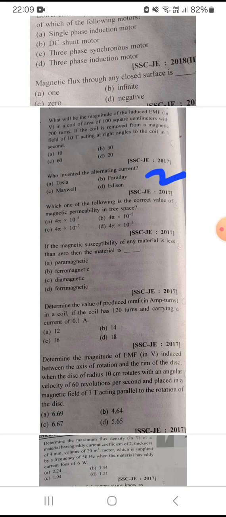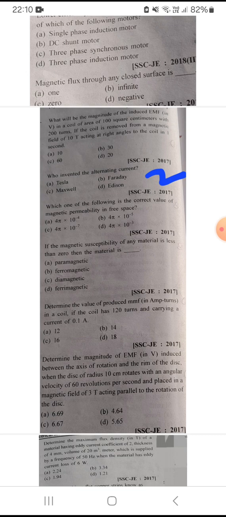And next, who invented the alternating current? A, Tesla. Next, which one of the following is the correct value of the magnetic permeability in free space? That is the option C, 4 pi into 10 to the minus 7 is the correct answer.